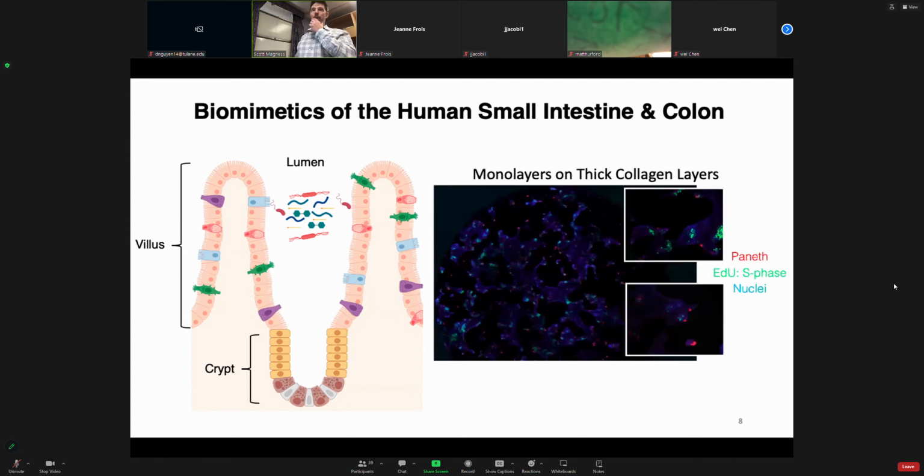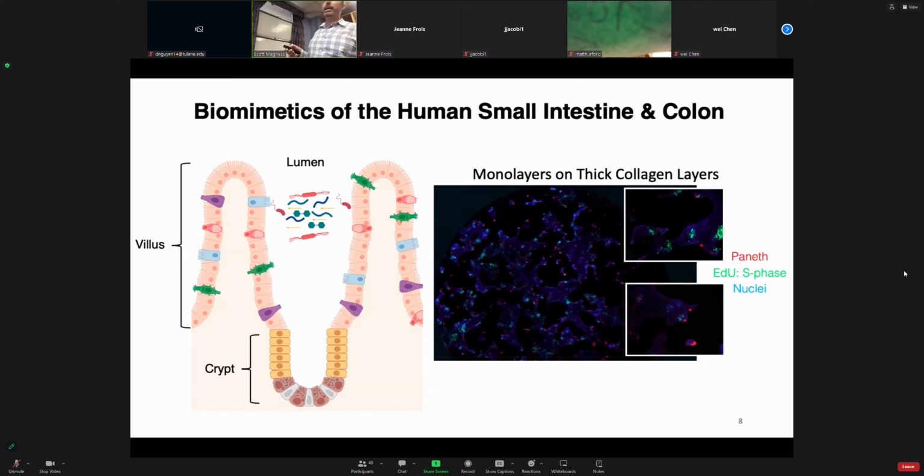So we said, hey, what if we take the 3-dimensionality out of this and flatten these out? And that's what we did here. It's a little hard to see because of the lights in this. You can probably see it better on the computer screen. We basically generated a 2D monolayer of these cells on an extracellular matrix that was similar to the 3-dimensional extracellular matrix, but we put it on a substrate that allowed it to grow flat. The blue in this case are nuclei, the green are S-phase cells or dividing cells, and the red are the Paneth cells, and these are these niche-forming cells.